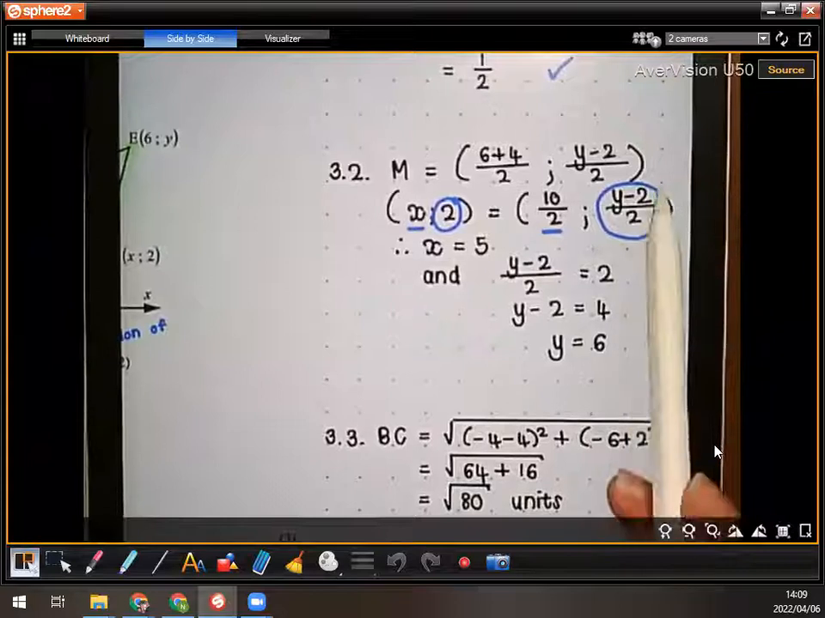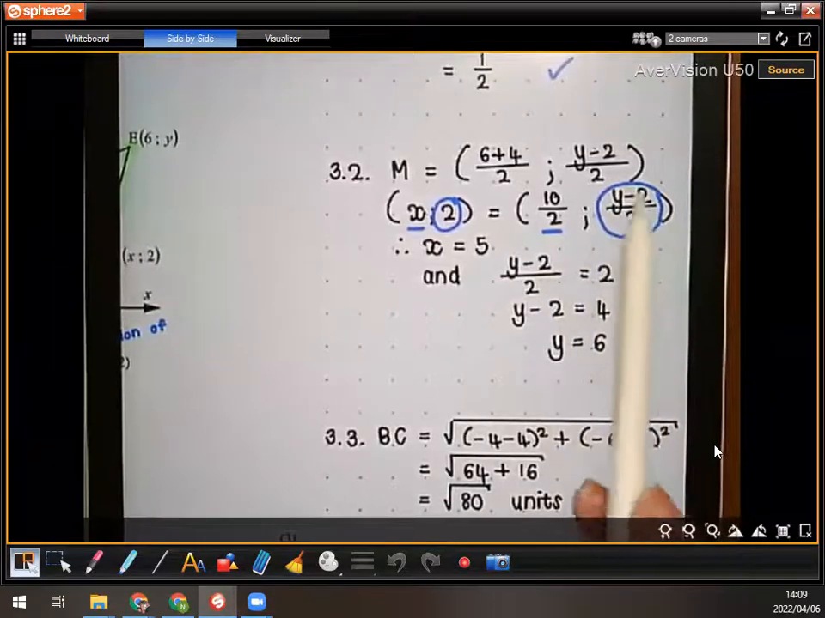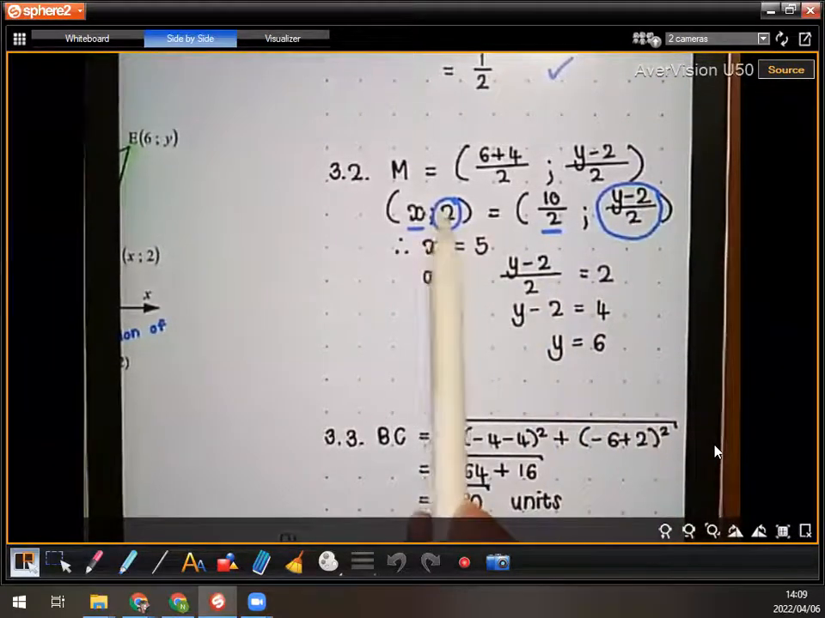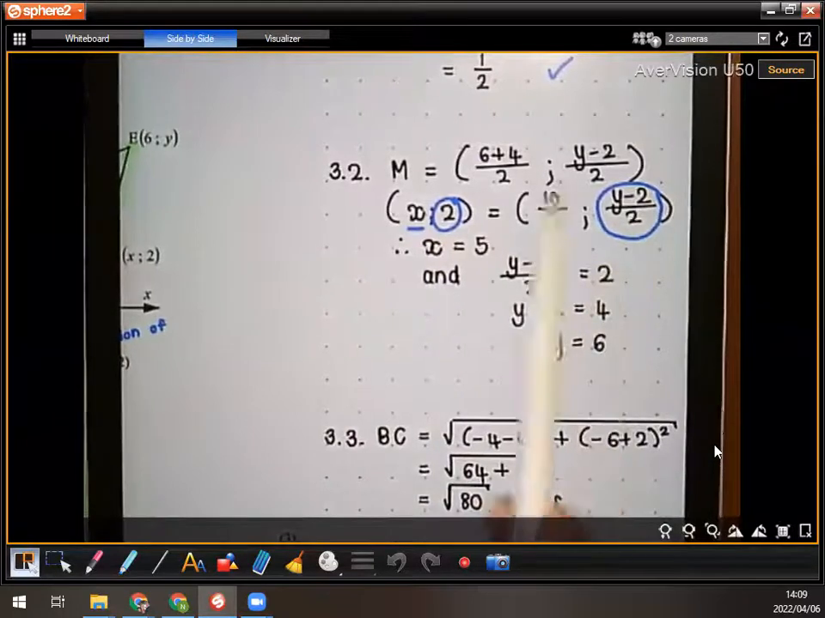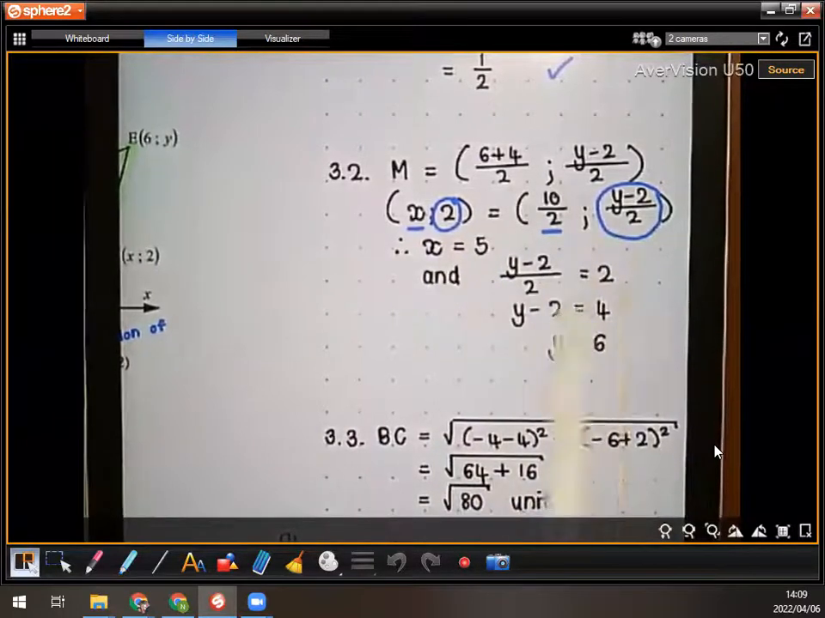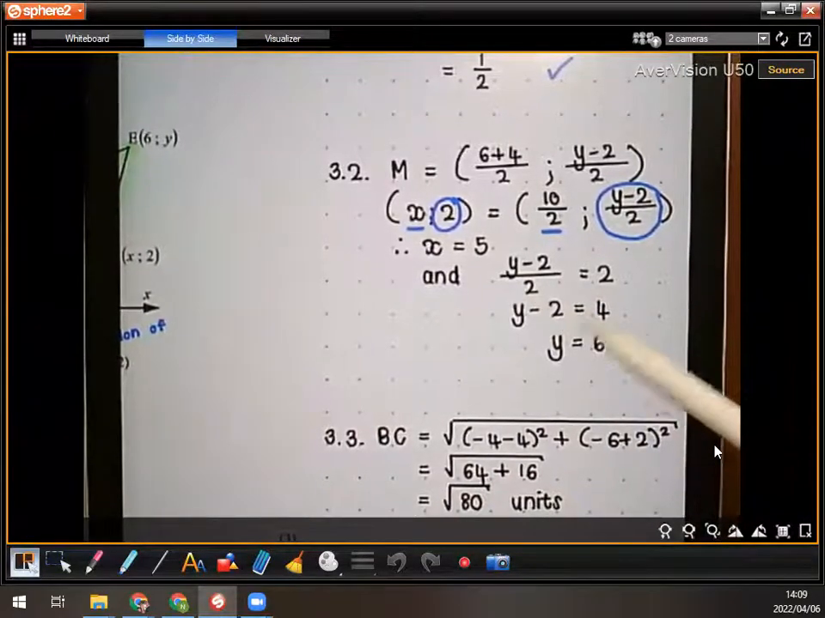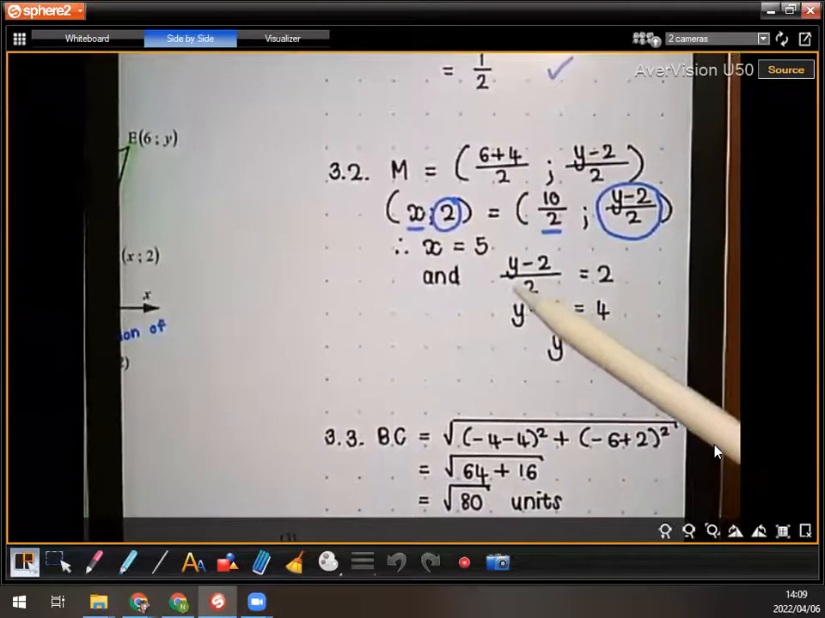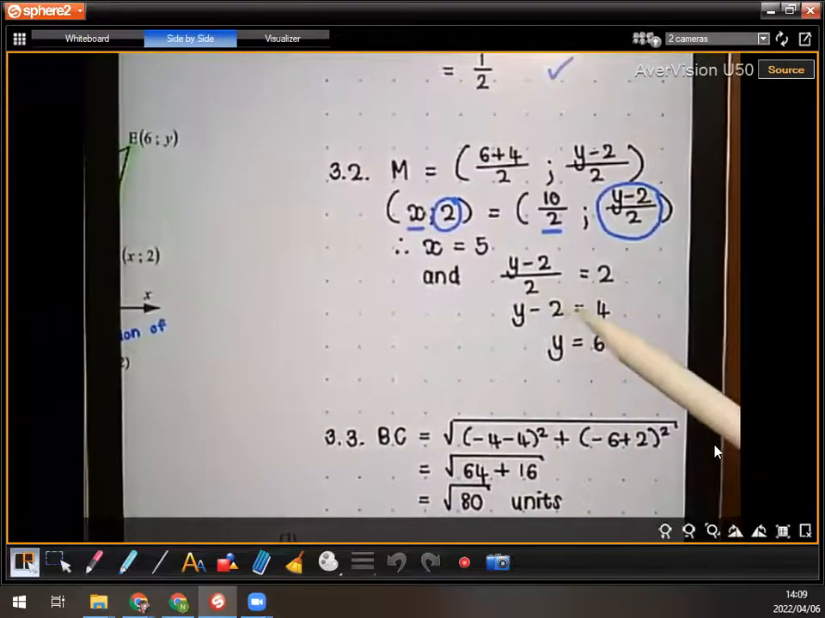So now we're going to say, that's what I wrote there, that y minus 2 over 2 is equal to that y value. Okay, those are the two circled plots that I'm making equal to each other. And from there, guys, to get the value of y, you need to move everything across. So this 2, you're going to have to multiply that 2 by, right, to get rid of it. So 2 times 2 is 4. And now this minus 2, you're going to have to add to the other side. That's where y equals 6.